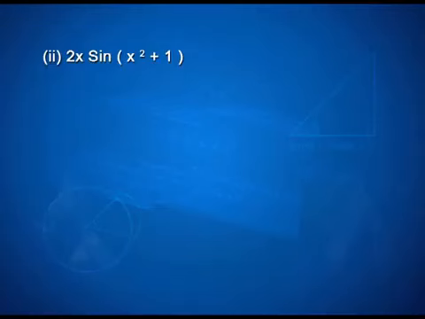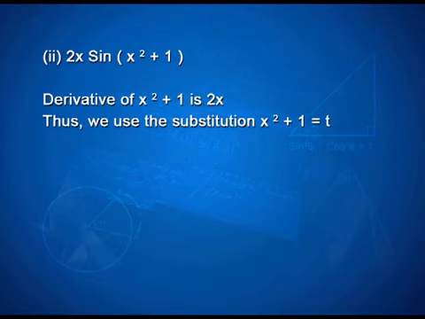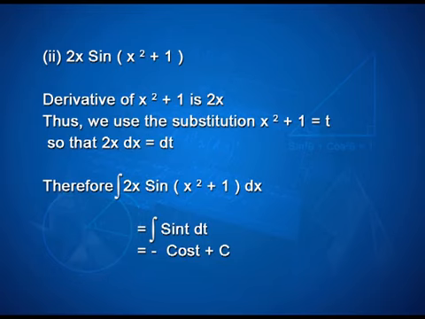Now, for the second example, to integrate 2x sin of x square plus 1, we find the derivative of x square plus 1 as 2x. Thus, we use the substitution x square plus 1 is equal to t, so that 2x dx is equal to dt. Therefore, integral of 2x sin of x square plus 1 dx is equal to integral sin t dt, that is equal to minus cos t plus c, which again can be written as minus cos of x square plus 1 plus c.